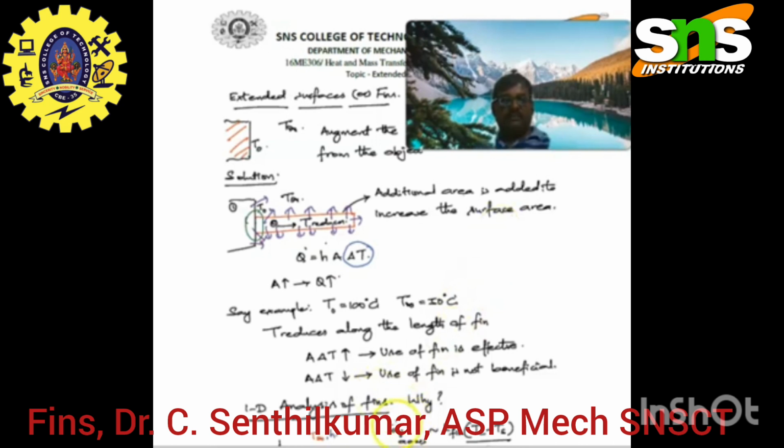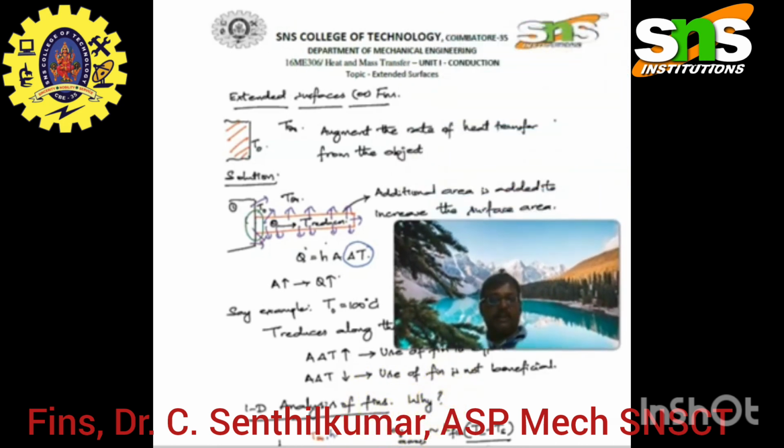Now let me see the extended surface here. So this is nothing but the extended surface, with T out. T infinity is the ambient temperature as we saw in the earlier lectures, which augments the rate of heat transfer from the object. So how does it augment?